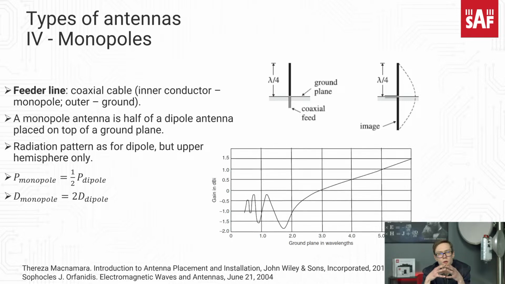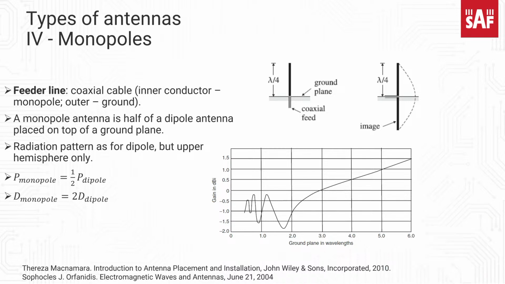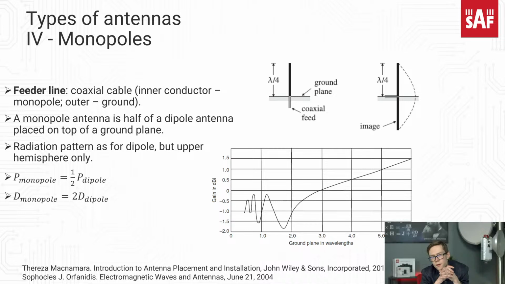And also, the gain of the monopole antenna is dependent on the ground plane surface area. If we measure it in wavelength, then we get a graph like this, where at some point it starts constantly increasing if we increase the ground plane.